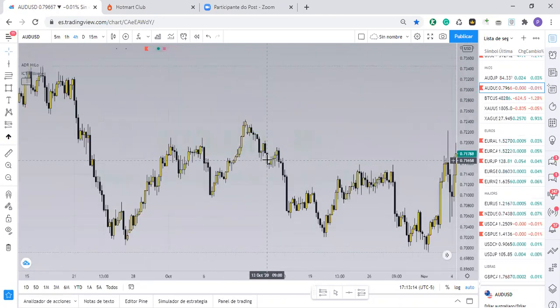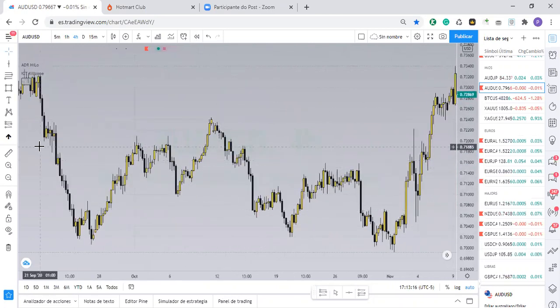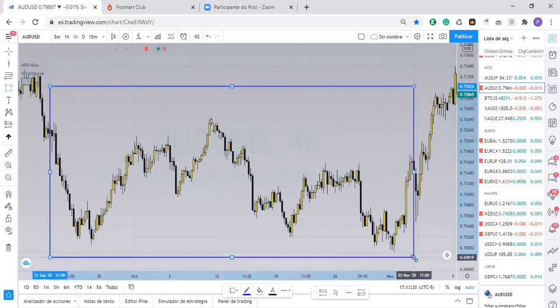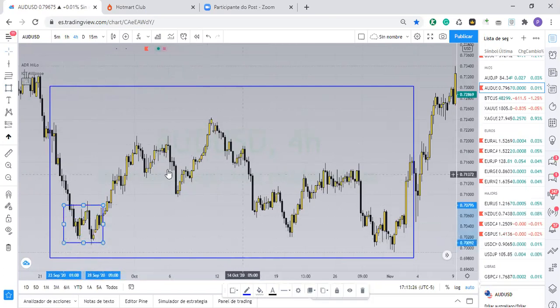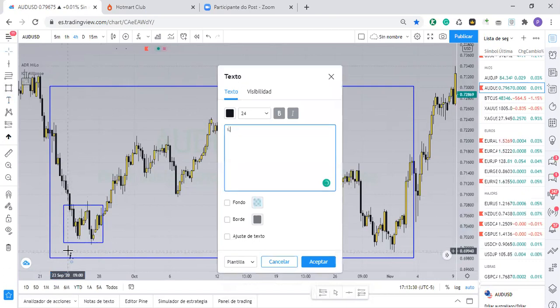I'm seeing several, but I want this one, for example. This is what you know of your saddle model. So what you need to identify is your initial consolidation that did all that up move. Okay. So here I can say I see initial consolidation.